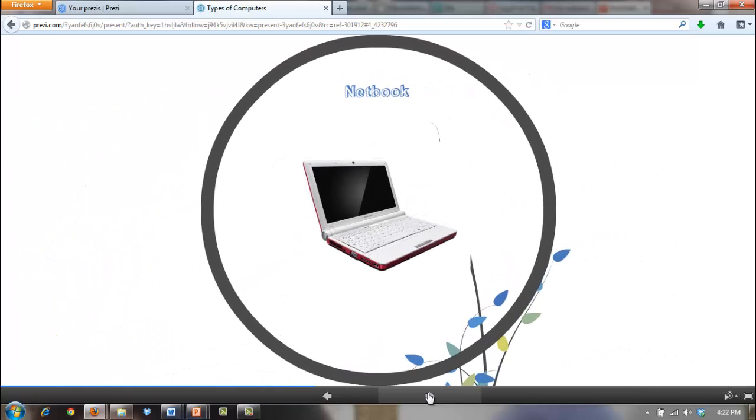Netbooks are ultra-portable, and they are even smaller than a traditional laptop. Netbooks are cheaper than almost any brand new laptop you'll find at a retail store. However, netbooks' internal components are less powerful than those in a regular laptop.